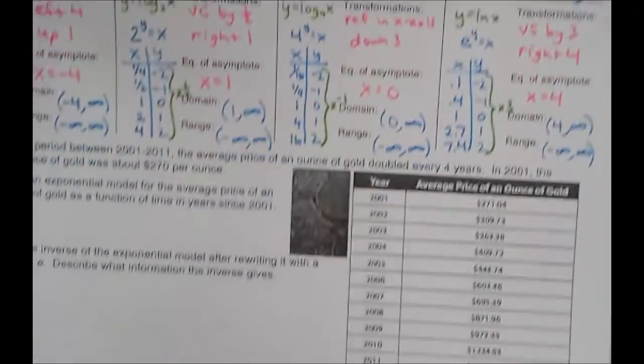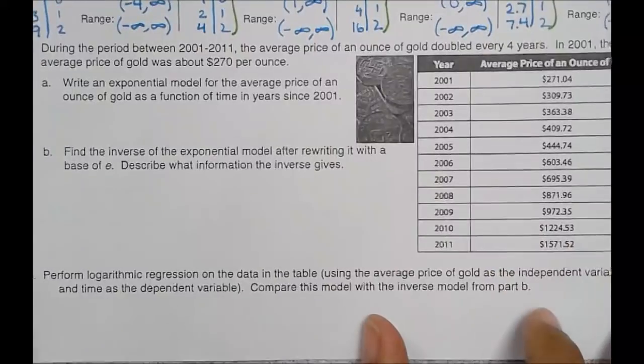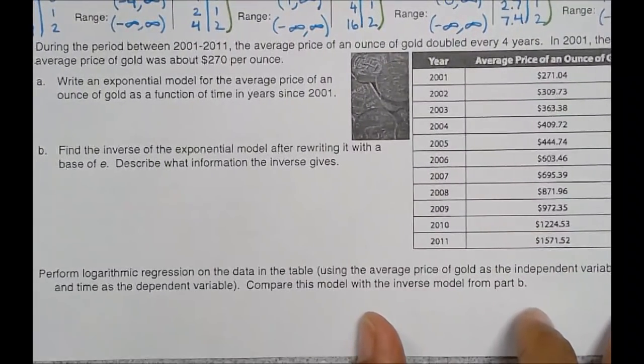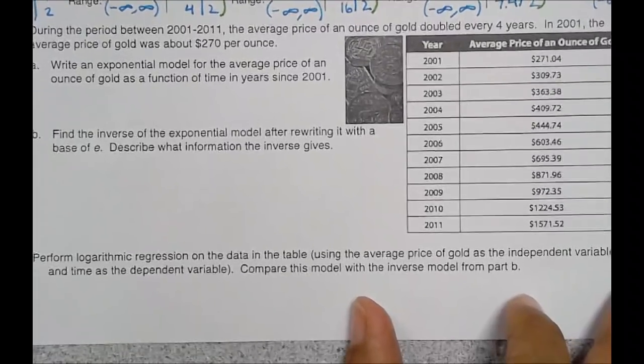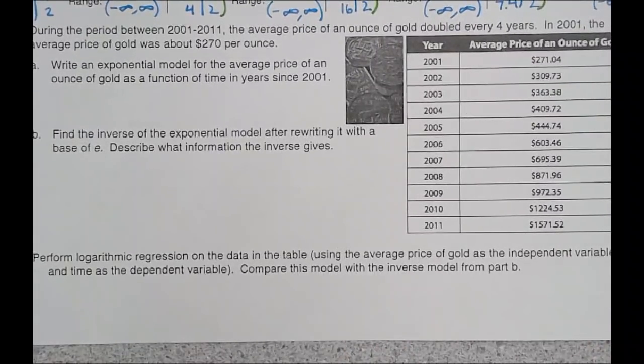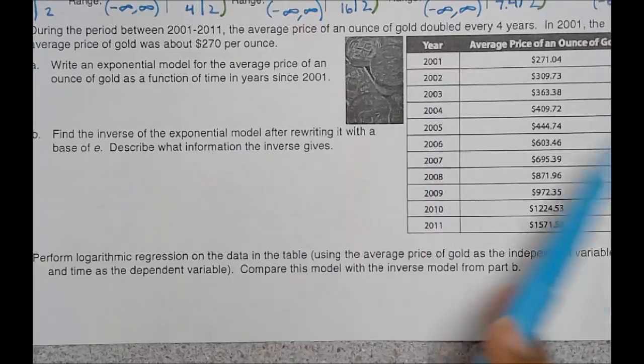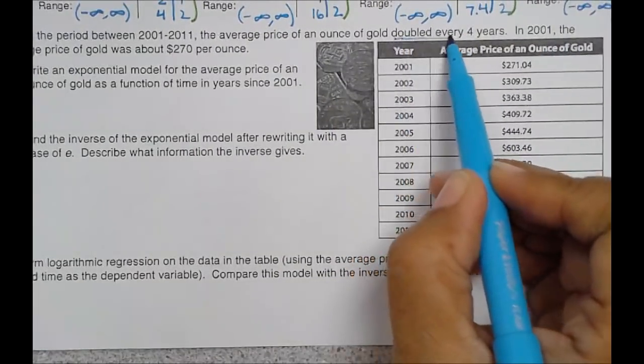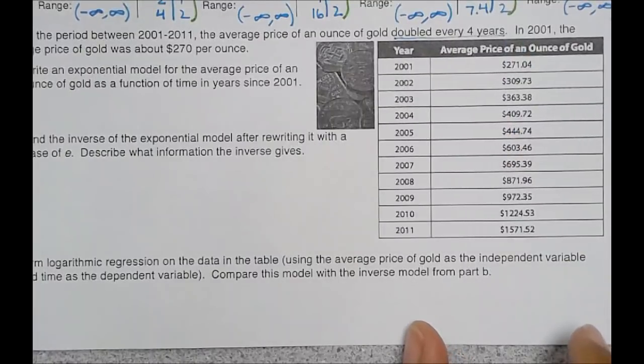Now we get to do our word problem, your favorite. All right, in order to do this, you are going to need a graphing calculator to have it come up with the equation, because we're going to have to do that again. But before we do that, let's go ahead and read this. So during the period between 2001 and 2011, the average price for an ounce of gold doubled every 4 years. In 2001, the average price of gold was about $270 per ounce.